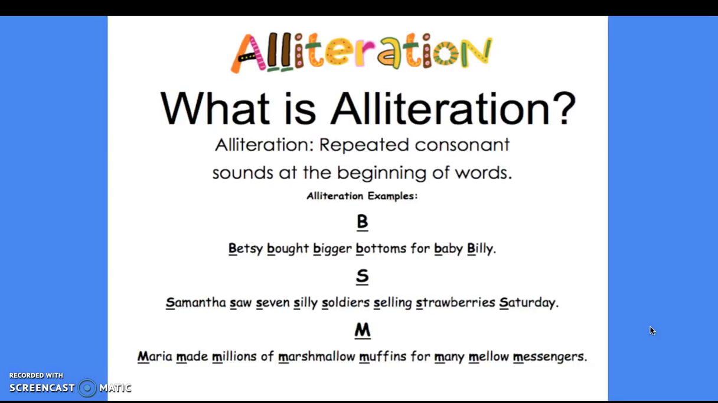Samantha saw 7 silly soldiers selling strawberries on Saturday. See how many times you can use the same consonant at the beginning of a word in the same sentence? It creates a tongue twister. The last one here is, Maria made millions of marshmallow muffins for many mellow messengers.